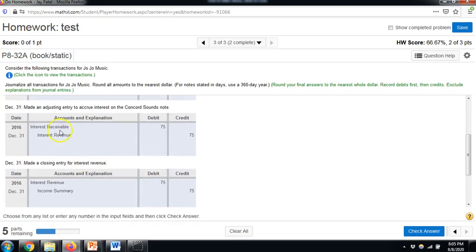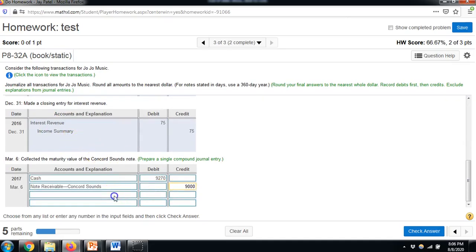If you look back here, we recognized $75 of the interest when we made this adjusting entry. We're not going to duplicate this revenue in the new year because we already took it. Instead, we're going to credit out this interest receivable for $75. So we have interest receivable, 75, and the rest is going to be interest revenue, which we earned in this next year, 2017.